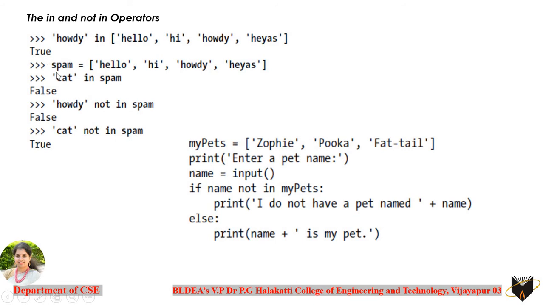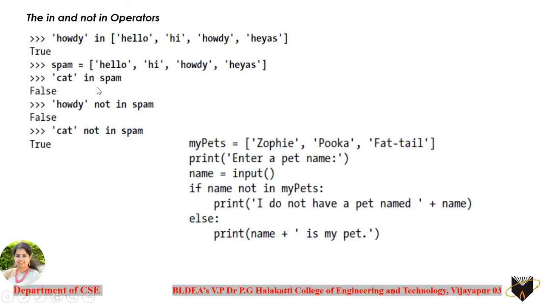true. In the second example, you can see spam is a variable that has been initialized to the list contents. So you can consider this spam as a list variable. Here we are checking again whether this element is present in this list or not. So cat in spam. I think the cat is not over here, so that's the reason why it is giving the result as false.